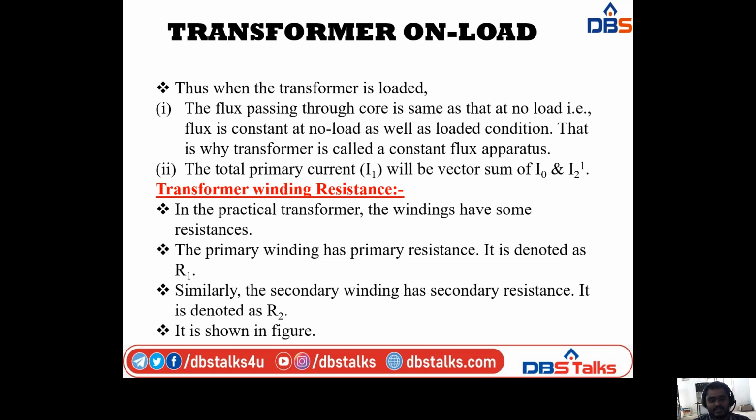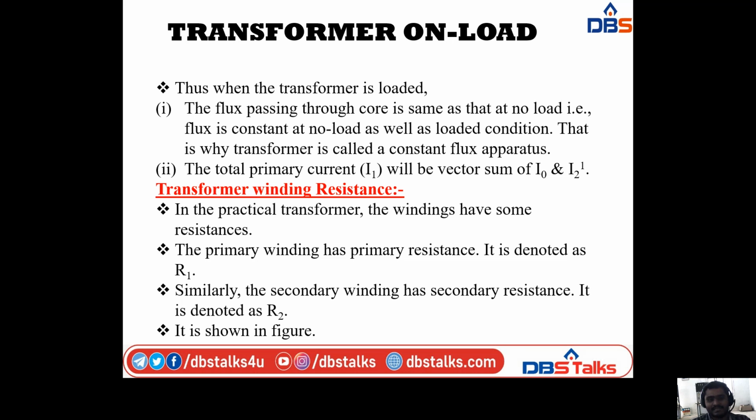In this concept I will discuss two parameters of the transformer. One is transformer winding resistance and another is transformer winding reactance. First I will discuss transformer winding resistance. In a practical transformer, the windings have some resistance. The primary winding has primary resistance, denoted as R1. Similarly, the secondary winding has secondary resistance, denoted as R2.